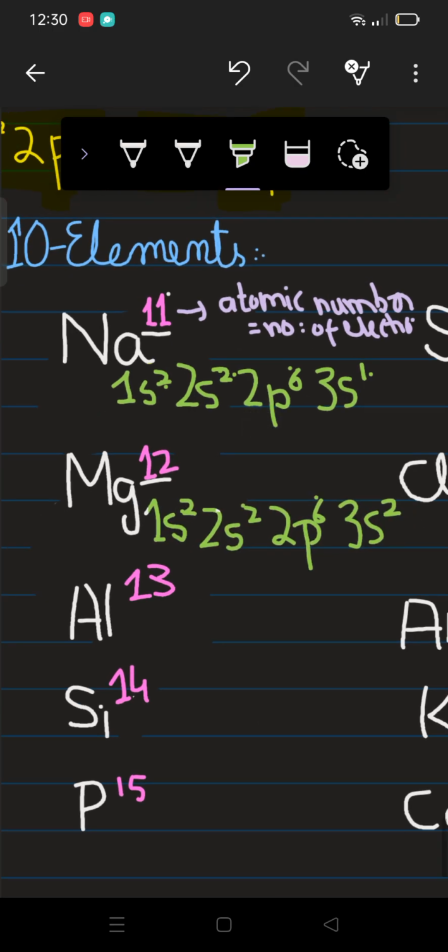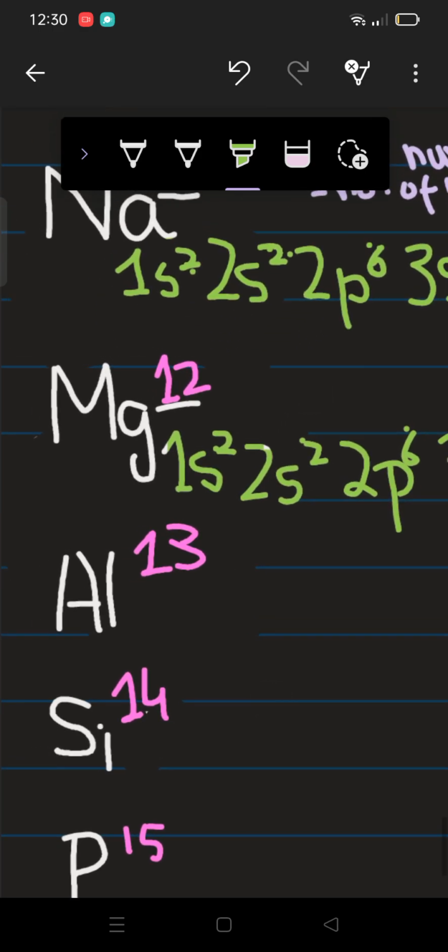Alright, now we are moving towards aluminium. What would be the electronic configuration of aluminium?